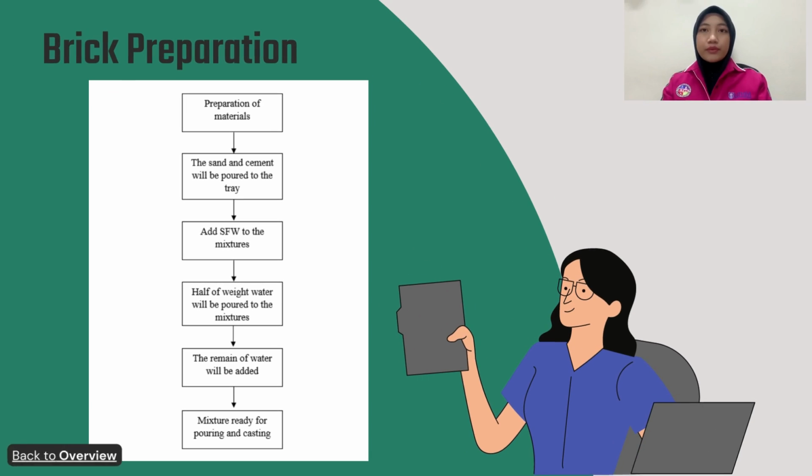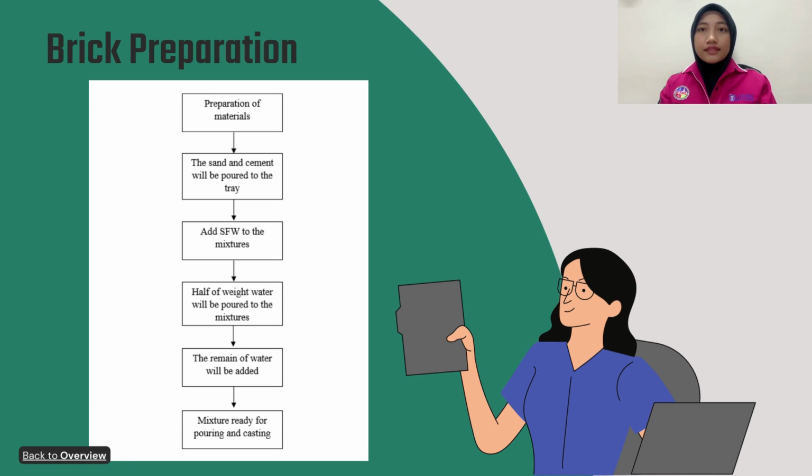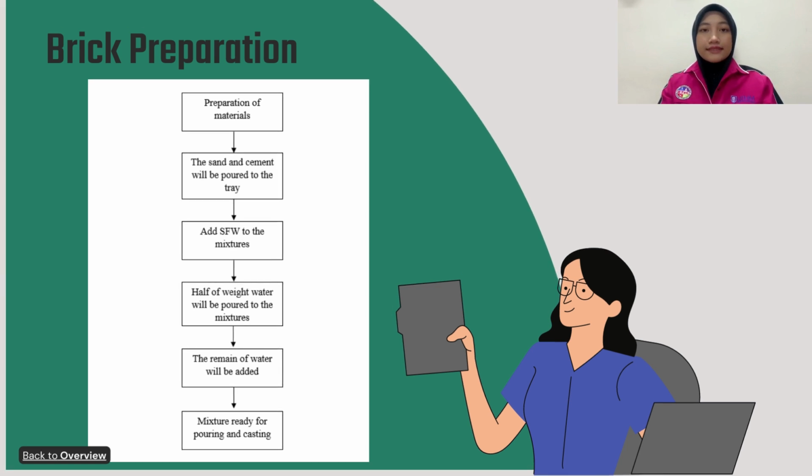The brick preparation process starts with preparing the materials, and then the sand and cement will be poured into the tray, followed by the SFW that will be added to the mixture. Next, half of the water will be poured into the mixture, and then the remaining water will be added. And the last step is the mixture is ready for pouring and casting.